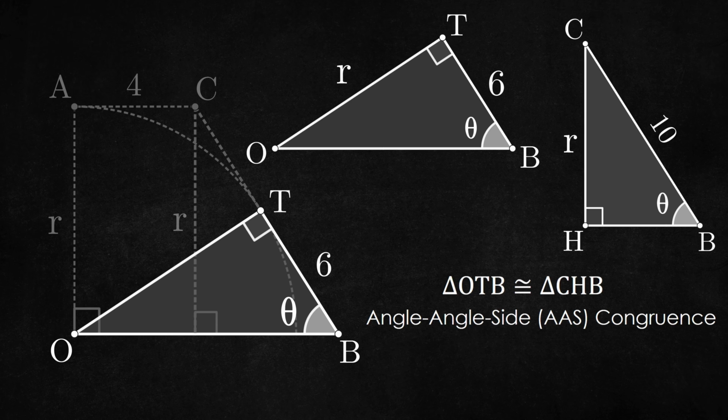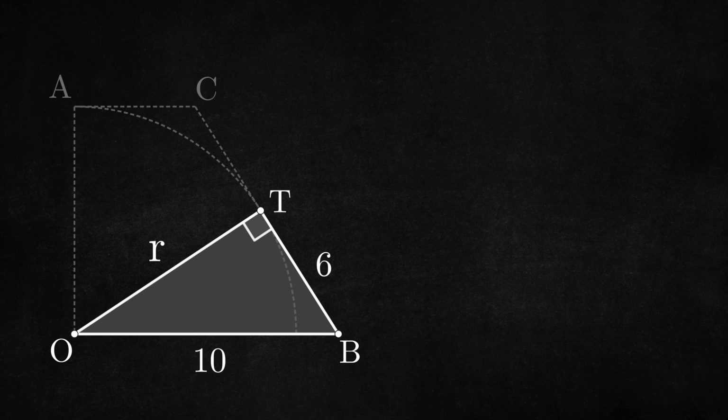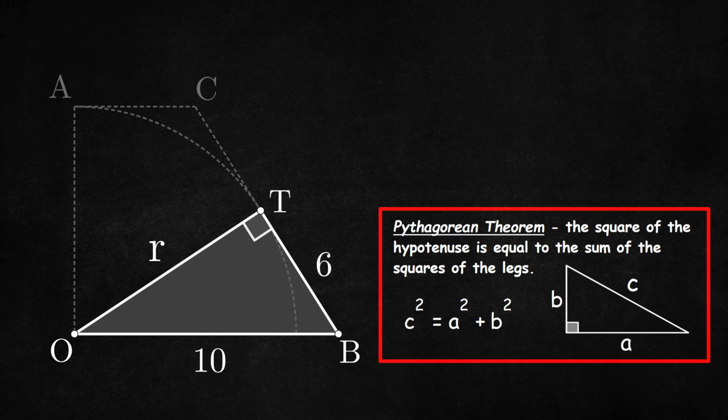And since the triangles are congruent, therefore their corresponding parts are congruent as well. The hypotenuse of triangle CHB is 10 units, so the hypotenuse of triangle OTB must also be 10 units long. Finally, we can now solve the radius r of the quarter circle using the Pythagorean theorem.